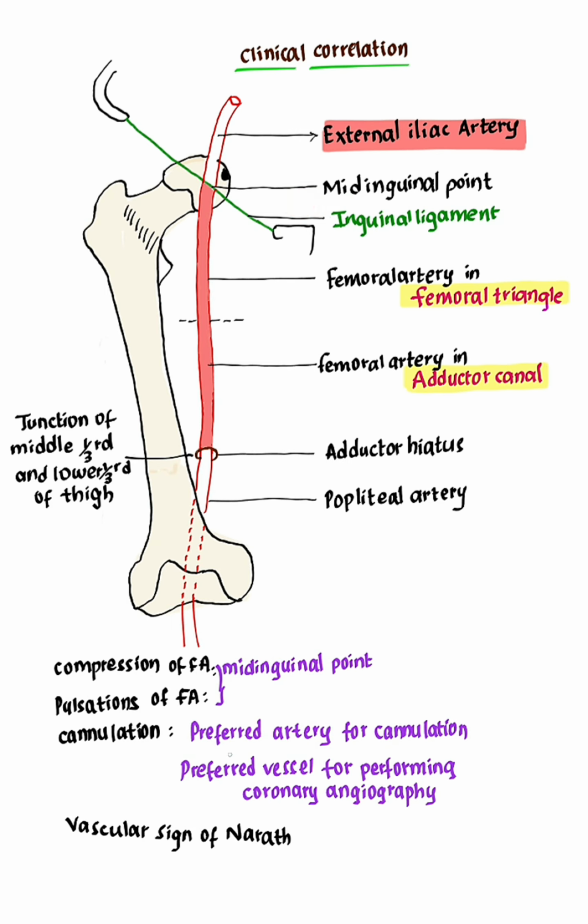Cannulation. Femoral artery is preferred artery for cannulation. It is preferred vessel for performing coronary angiography. As the femoral artery lies quite superficial in femoral triangle, it is preferred vessel for cannulation.